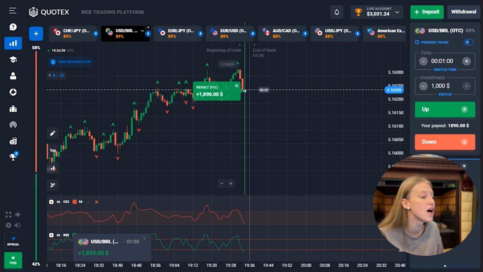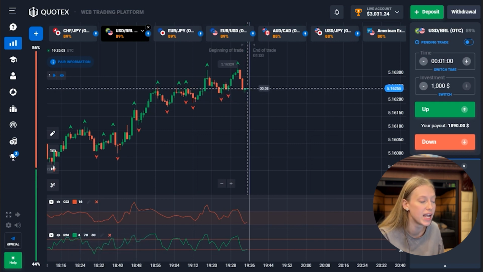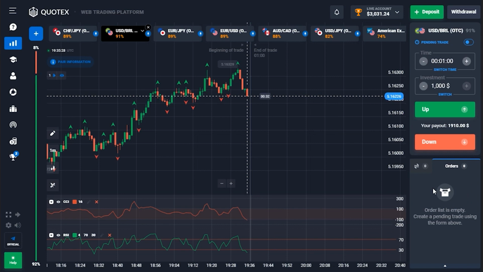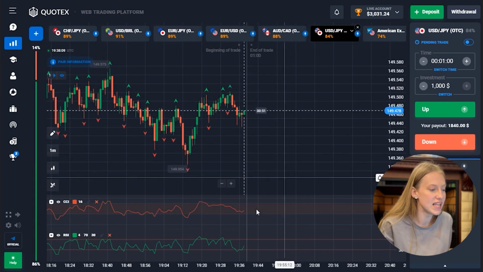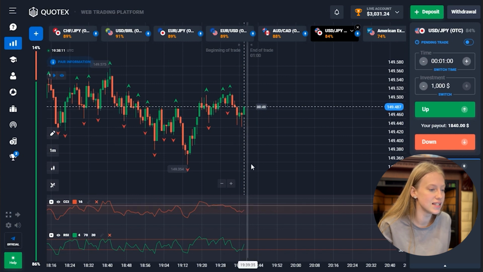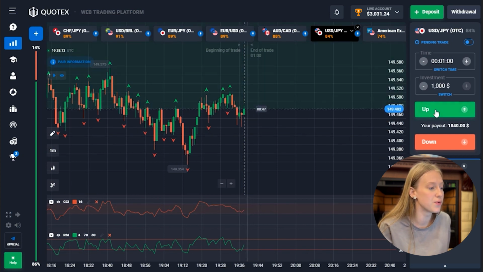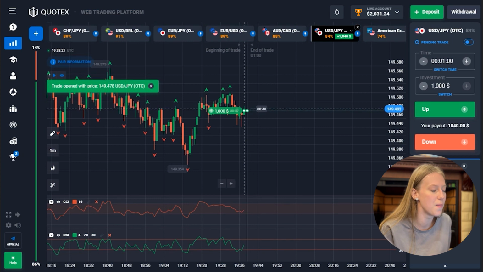So, although our price has changed a little, we still made a profit. Look, another trade with a good profit. Let's find the next really good situation. So, here we see a flat, but the RSI and CCI indicators show that the price could go up a little bit in the near future. They are going up, and I think we can try to open the trade up for 1 minute.